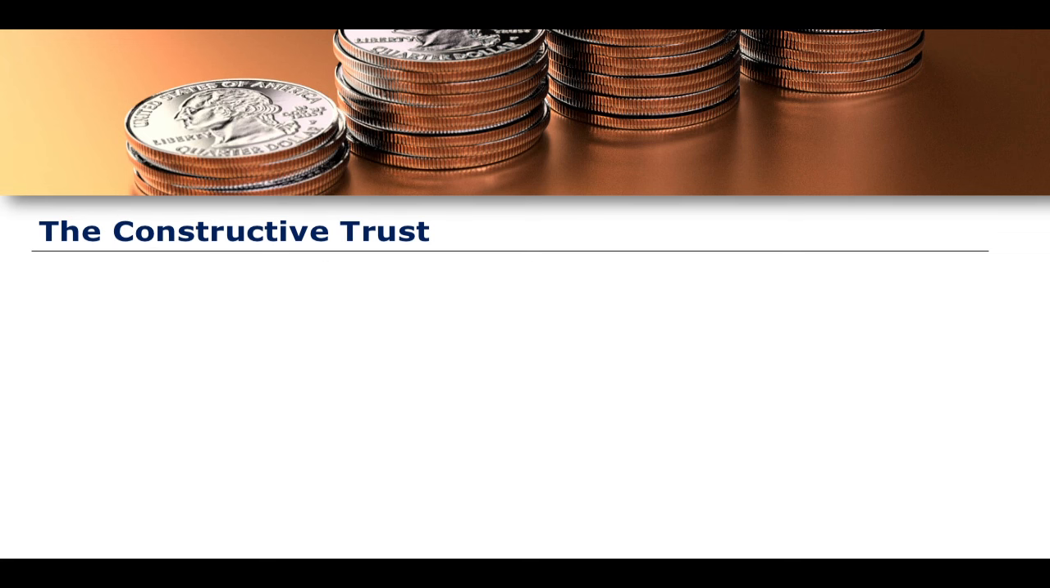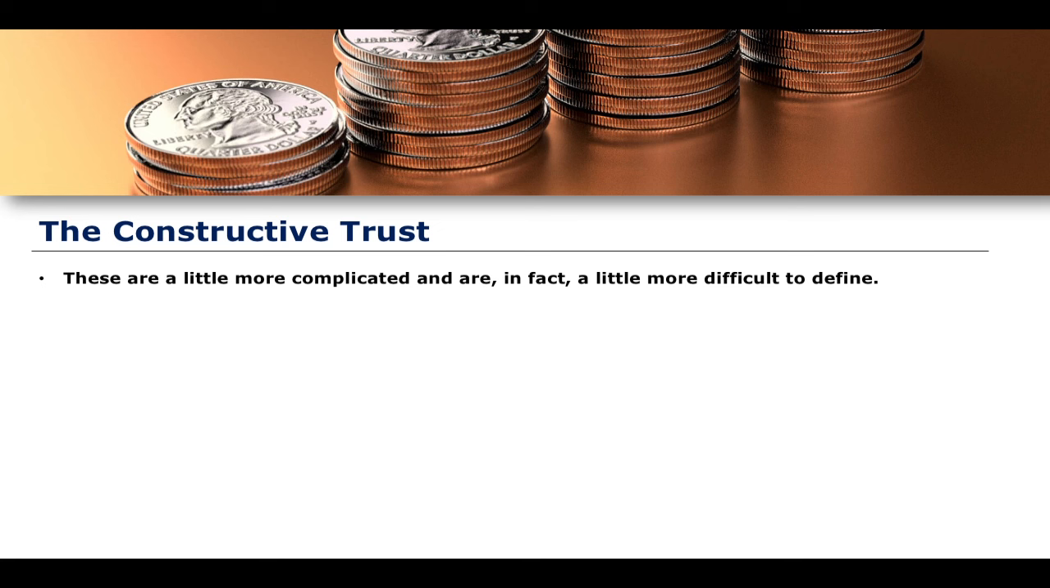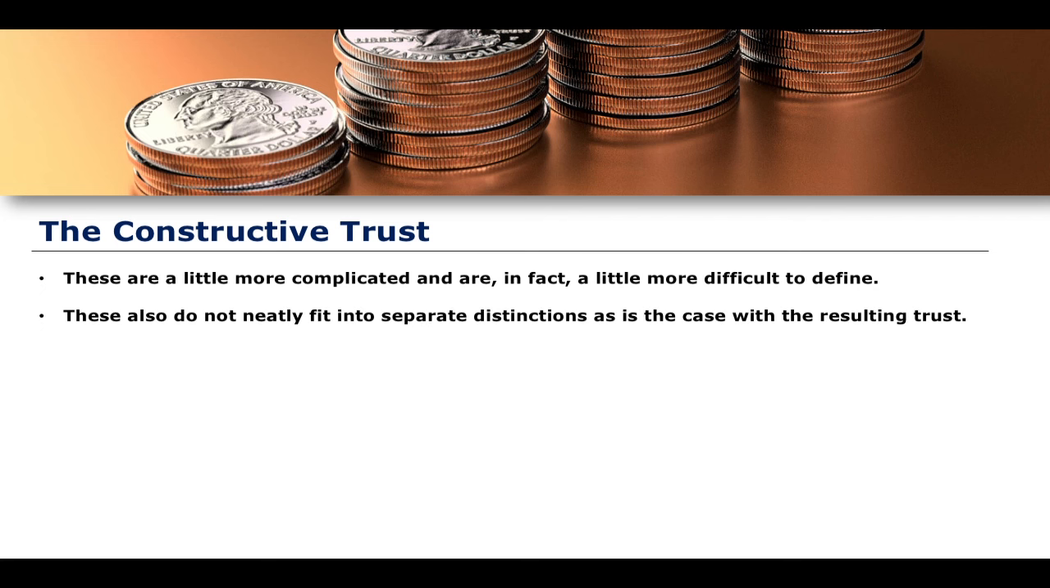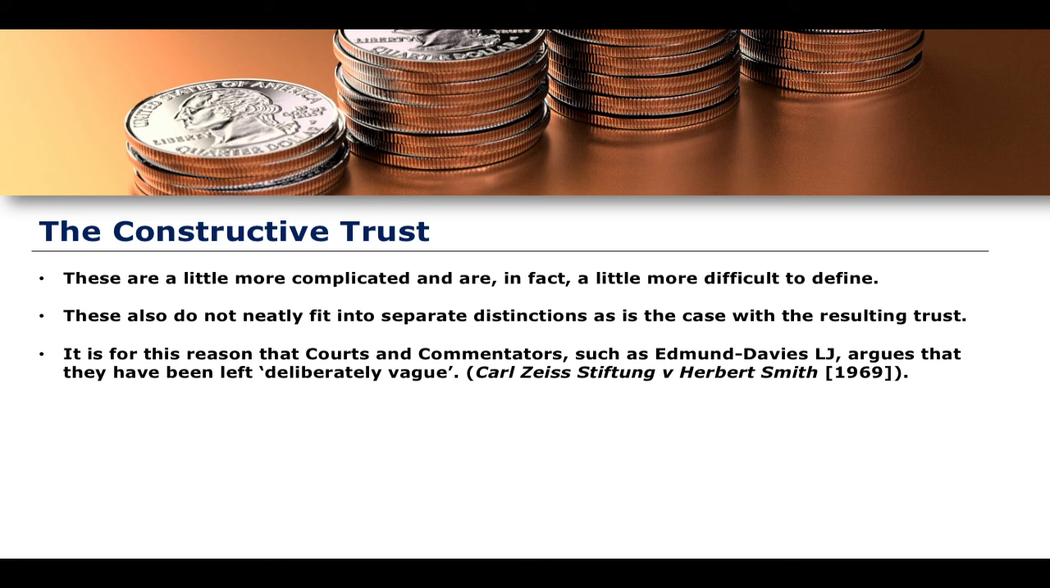By contrast, the constructive trust is a little bit more complicated, and by extension a little bit more difficult to define. They don't necessarily fit into the neat separate distinction that we had with a presumed resulting trust and an automatic resulting trust. Instead, they're a little bit more complicated. It is for this reason that courts and commentators, such as Lord Justice Edmund Davies, argued that they have been left deliberately vague.